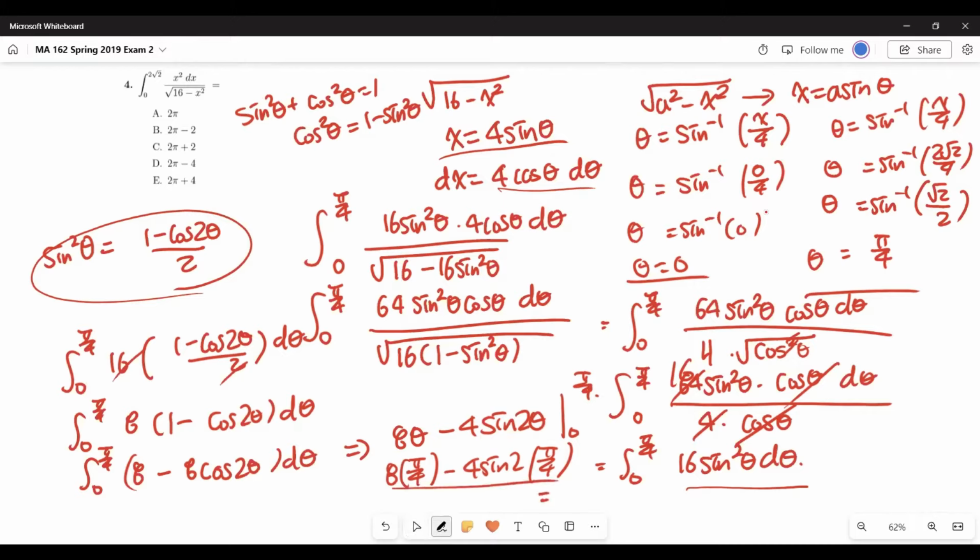And this just becomes 2 pi minus 4 sine pi over 2, and sine pi over 2 is just 1. So this just becomes 2 pi minus 4. So the answer for this question is D.